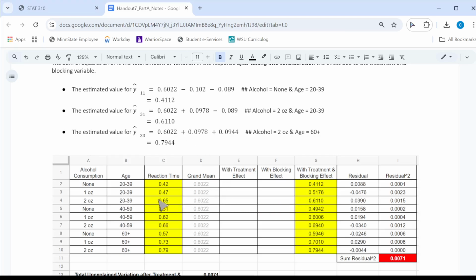That would be this observation right here. 2 ounces of alcohol, young group. Their actual reaction time was 0.65. My model said it should be about 0.6110. So I'm off by about 3/100ths or 4/100ths. I don't know if that's seconds or what, but I'm off a little bit. And then I square that. I'm going to do that for all of my observations. And then I'm going to get the error from that model or from that situation. That's where I'm getting this 0.0071.